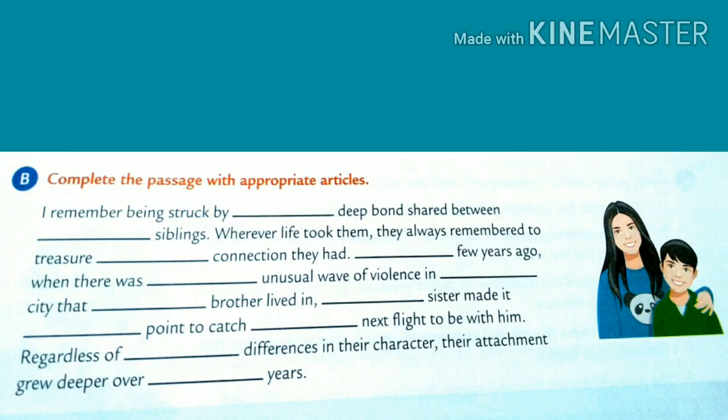Wherever life took them, they always remembered to treasure dash connection they had. Dash few years ago, when there was dash unusual wave of violence in dash city that dash brother lived in, dash sister made it dash point to catch dash next film to be with him. Regardless of dash differences in their character, their attachment grew deeper over dash year. Read the passage twice or thrice and complete the blanks. If you have any doubts, see the points we have seen already, where to use definite article and indefinite article, in which place we have to use. See the points and clarify your doubts, then complete the passage.